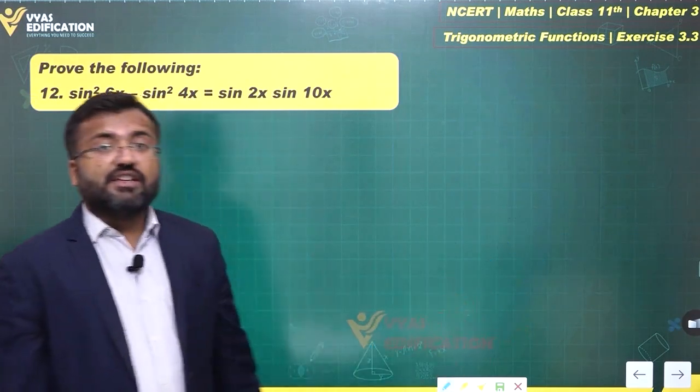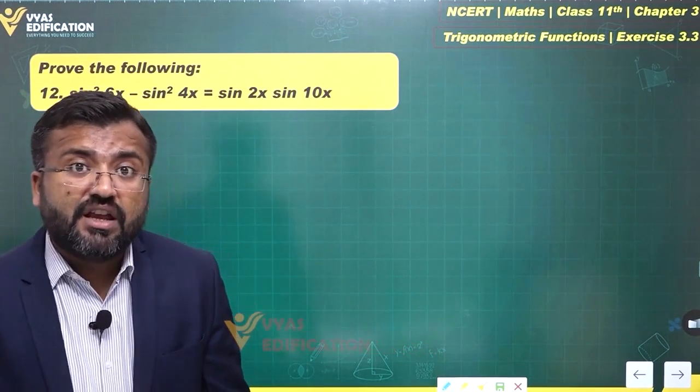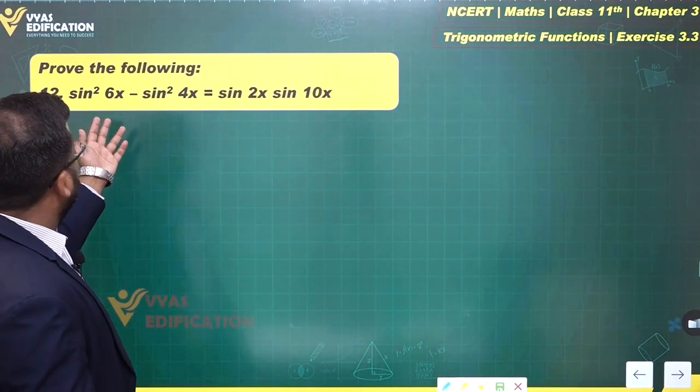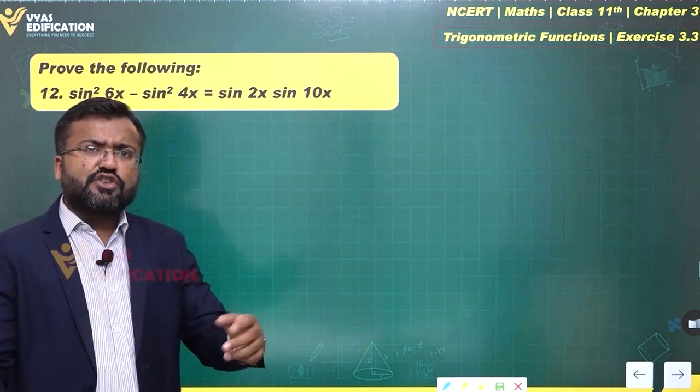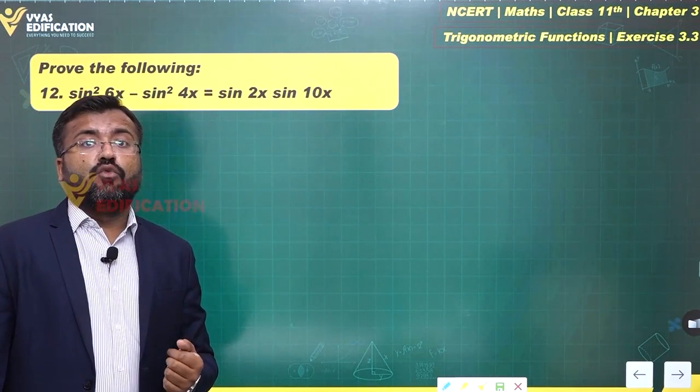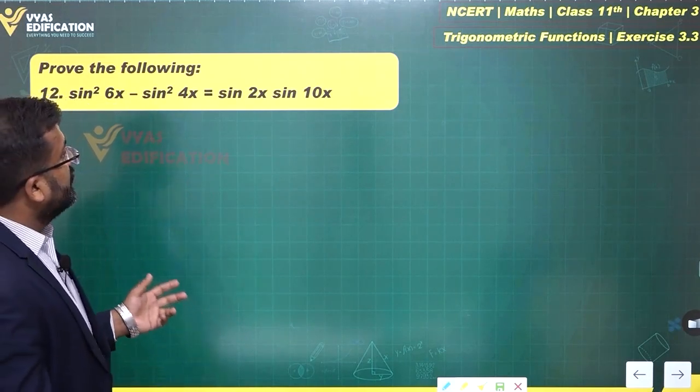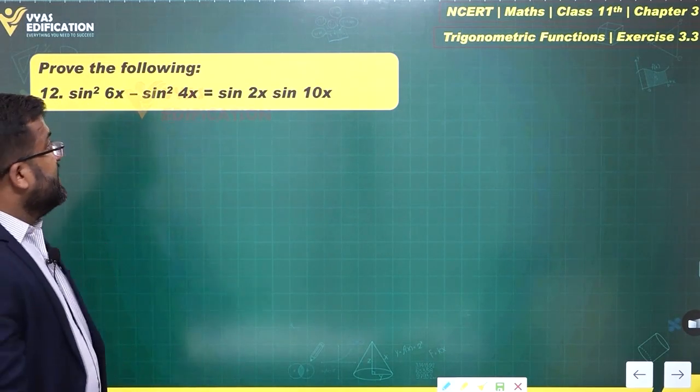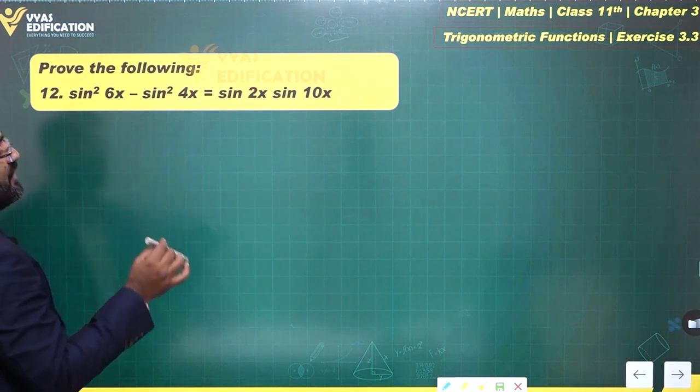But without using this, we should be able to solve it. And how do we do that? That is also possible using simple concepts of transformation. What are the concepts of transformation? Let's take a look at that over here. Sine square 6x minus sine square 4x.